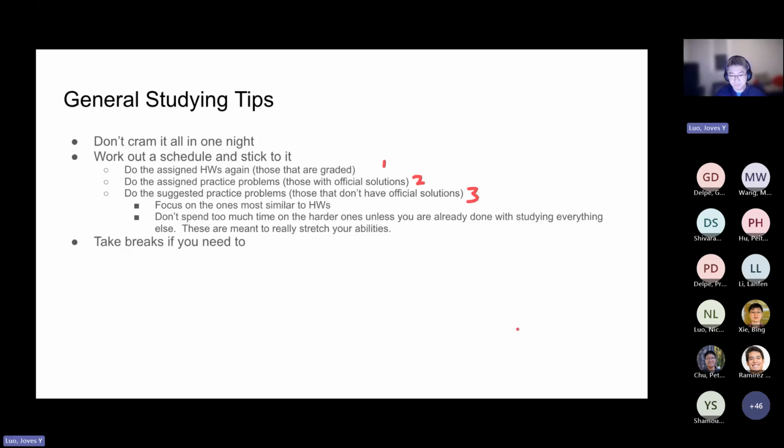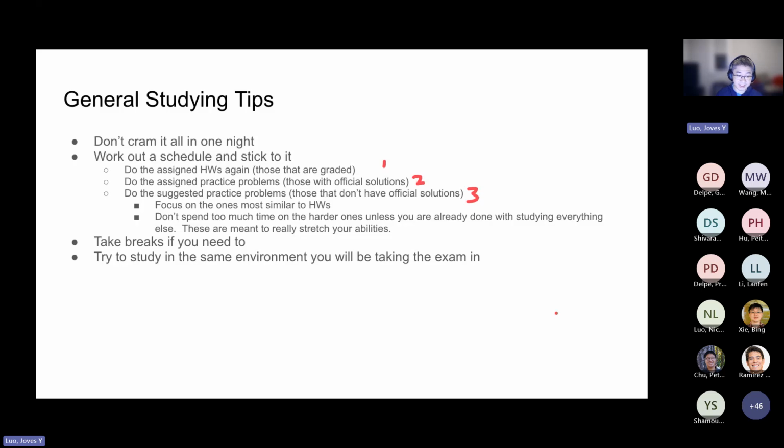Take breaks if you need to. Let the subconscious of your brain absorb the material that you've already gone over. It's good study practice to not just stare at the problem for hours on end. Your brain needs rest, and your brain can continue working without you staring at the problem. Go take a shower. Go watch some TV. Go relax for a little bit.